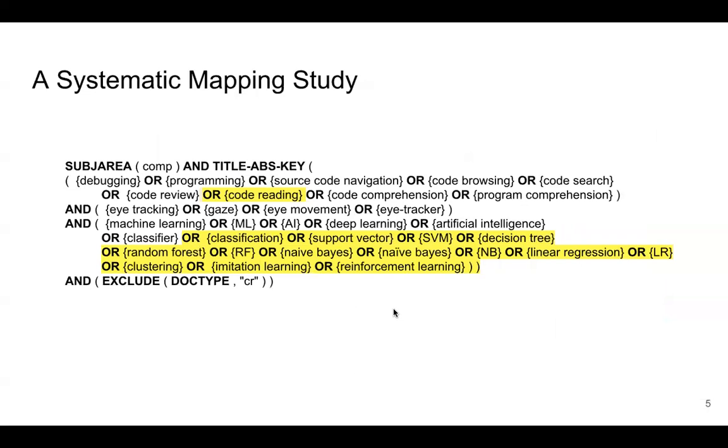Here you can see the search string we have formulated. It consists of 3 major components. The first component covers different types of software development activities. The second component covers eye tracking and gaze. The third component covers different machine learning techniques. The highlighted parts are the keywords that we have added in the second iteration.